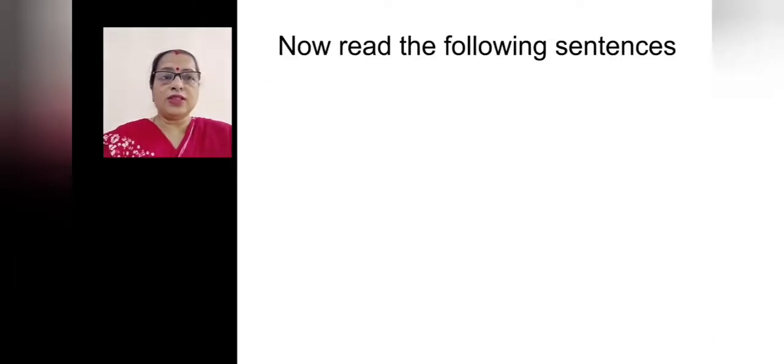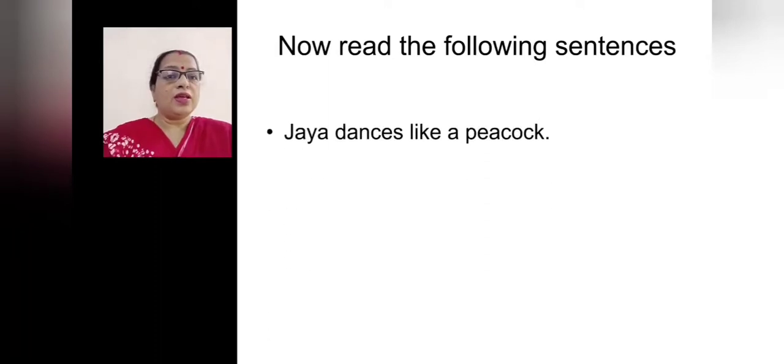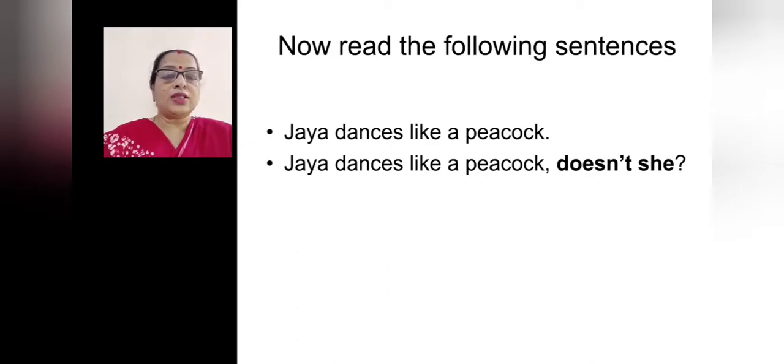Now read the following sentences. Jaya dances like a peacock. What type of sentence? Positive or negative? It is positive. So what will you have? Yes, negative question tag. Jaya dances like a peacock, doesn't she?